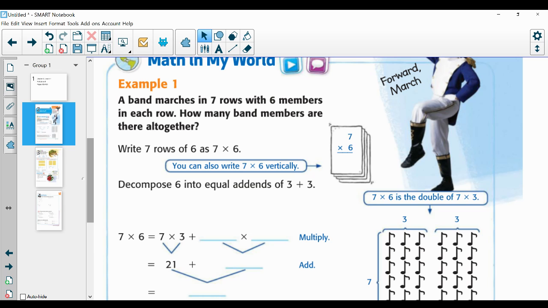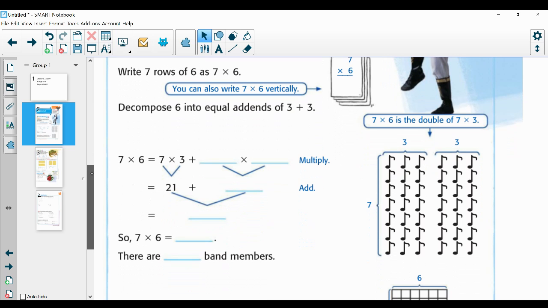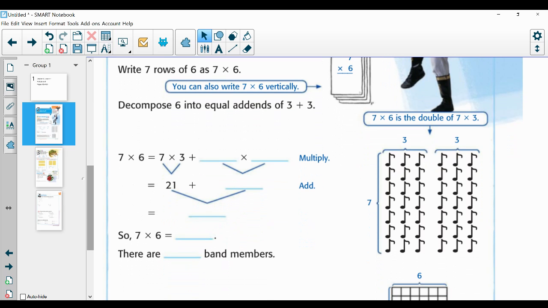Now what do they want me to do with it? A band marches in 7 rows with 6 members in each row. How many band members are there altogether? So we're going to write 7 rows of 6 as 7 times 6. You can write your multiplication vertically, incidentally. That's just a little handy dandy note, which I think you already know. So we're going to decompose 6 into 2 equal addends of 3 plus 3.